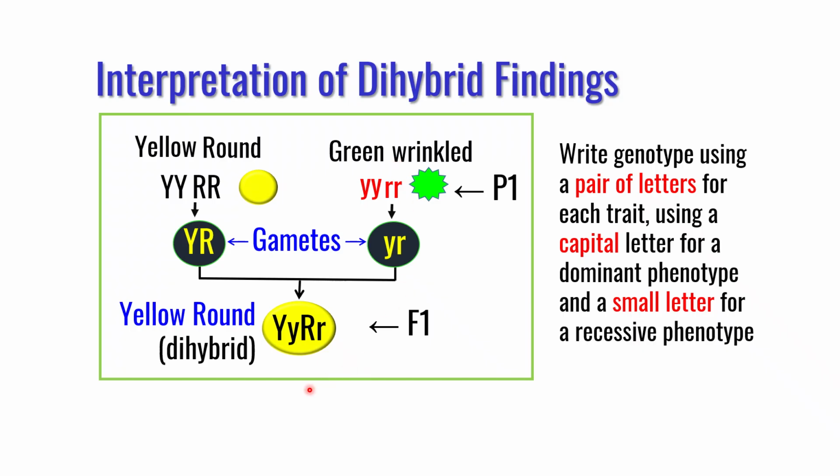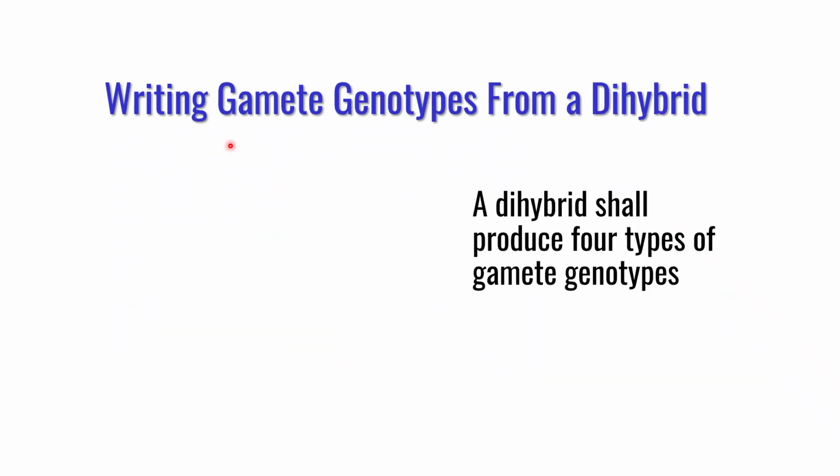But for using a Punnett square, you should know how to make gamete genotypes from a given dihybrid plant. So in the next slide, I will explain how to make the gamete genotype from this dihybrid genotype. In this slide, I will explain how many types of gamete genotypes are possible from a dihybrid such as capital Y small y, capital R small r.